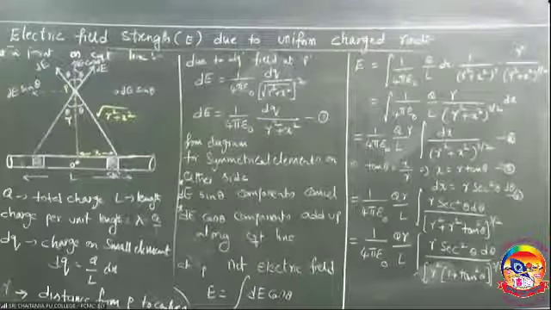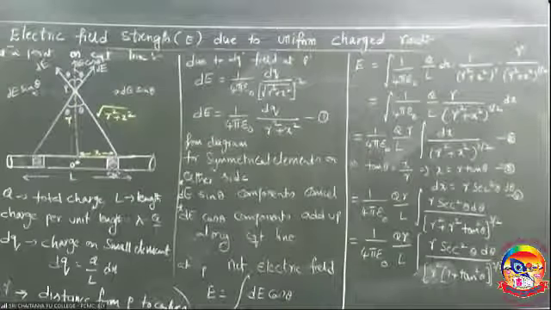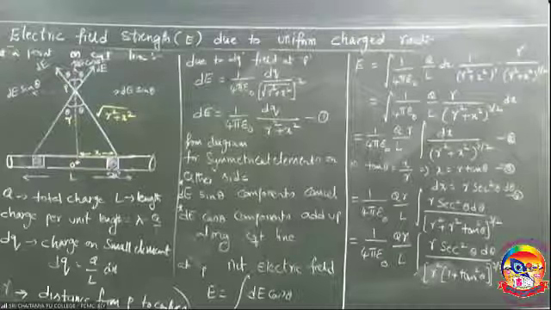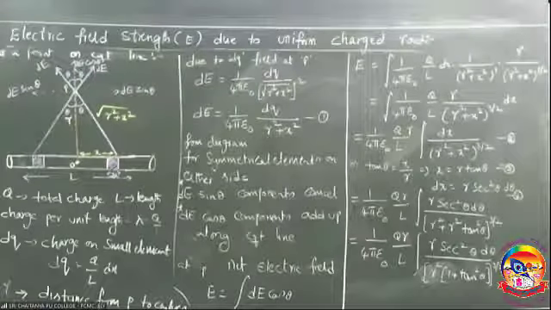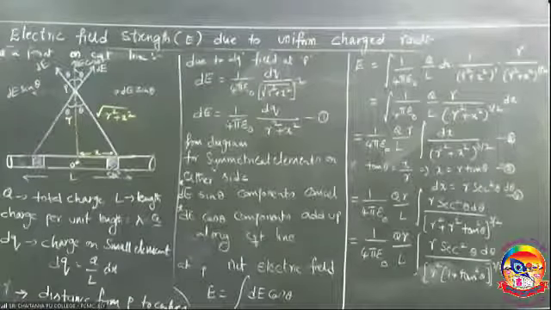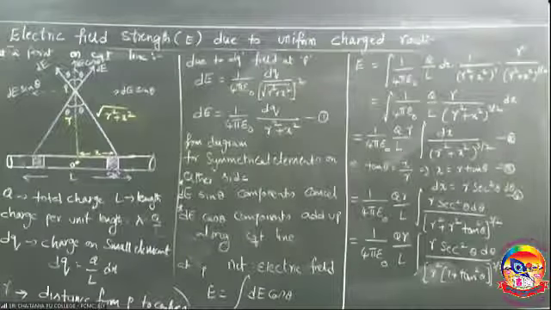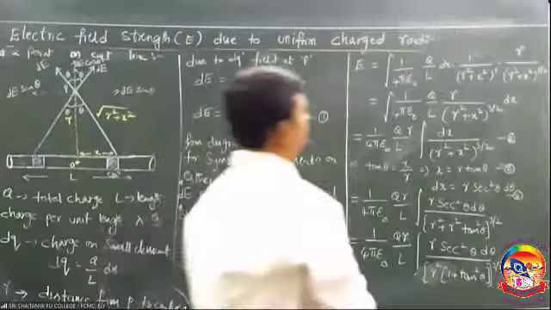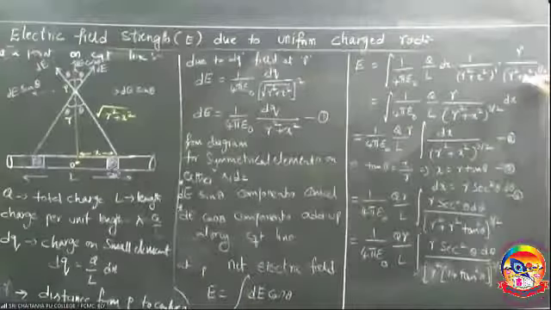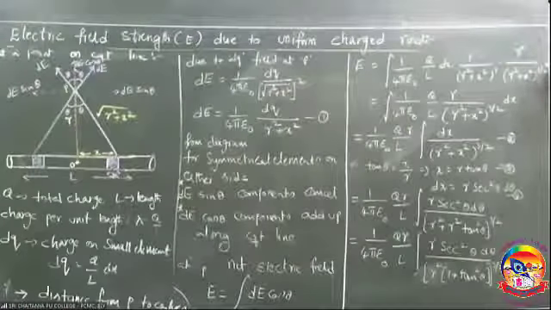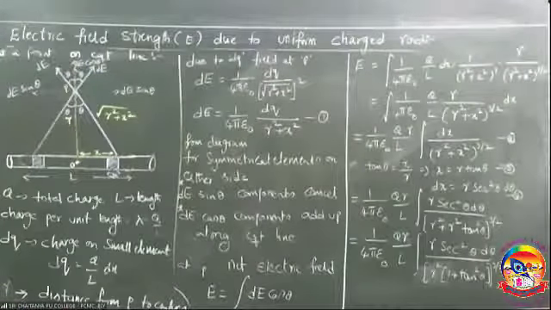Come on, take a screenshot first. There is a little bit procedure. This is r by r square plus x square power half. If it is not visible, you simply note down r square plus x square whole power half.